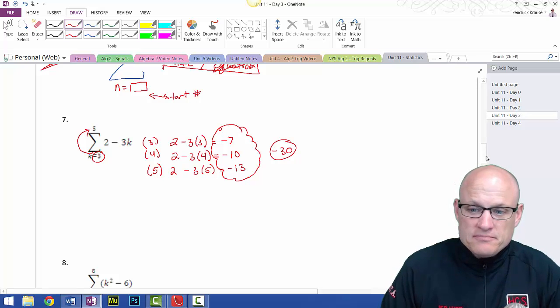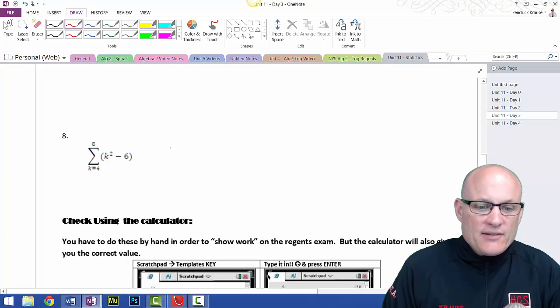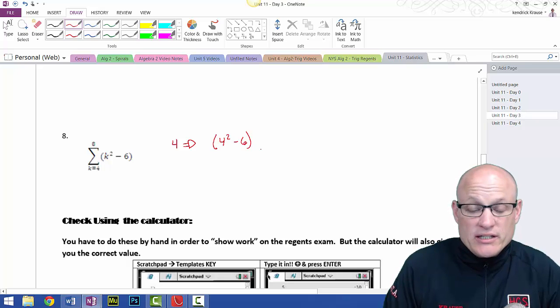That's it. Oh, it gets better. Let's say I start here. My first term, my first number is 4. Let's plug 4 in. So I get 4 squared minus 6. Well, 4 squared is 16. 16 minus 6 is equal to 10.